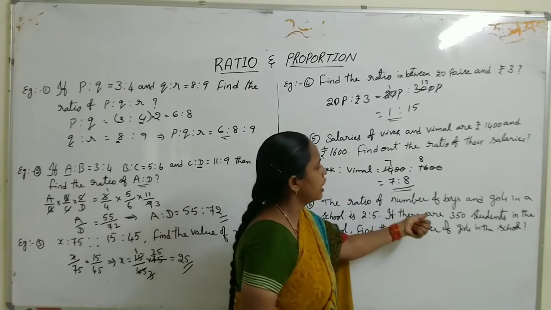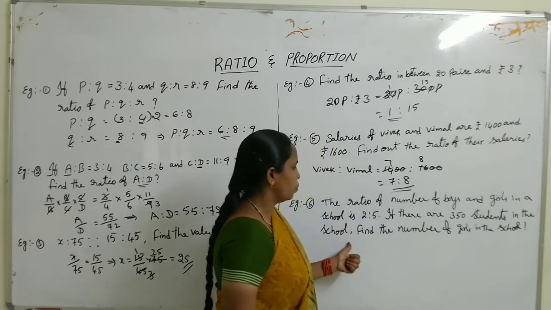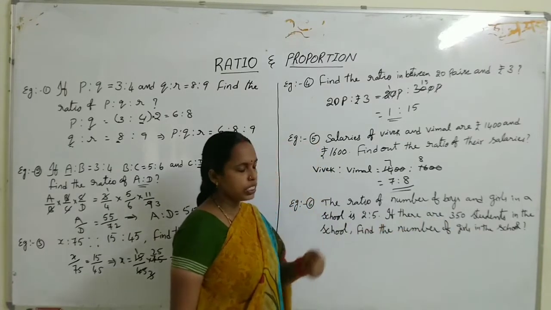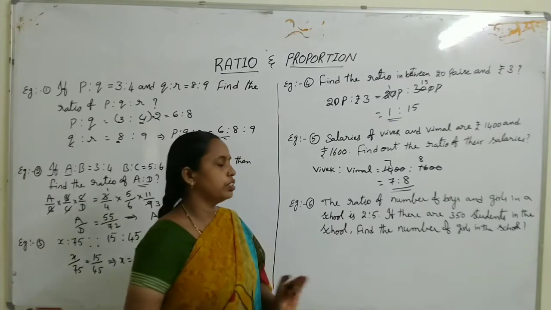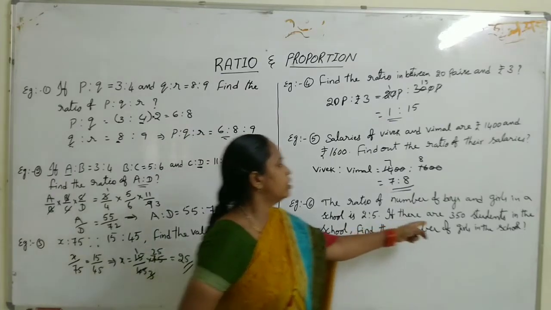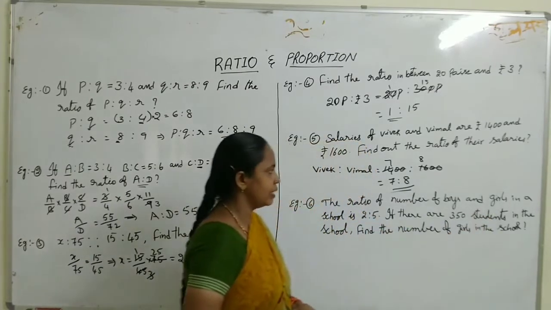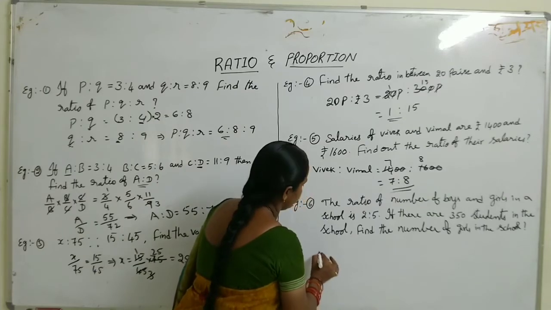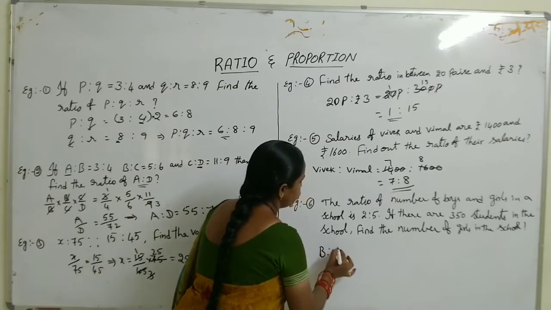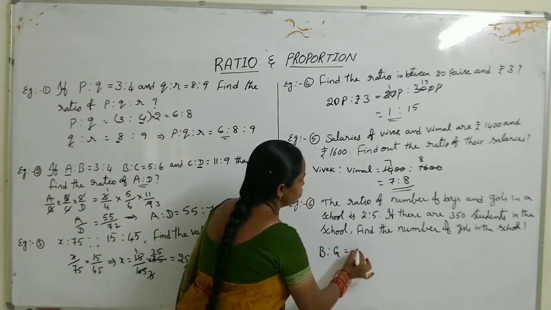Example 6. The ratio of number of boys and girls in a school is 2:5. If there are 350 students in the school, find the number of girls in the school. Students means girls and boys both combined. So ratio between boys and girls equal to 2:5.